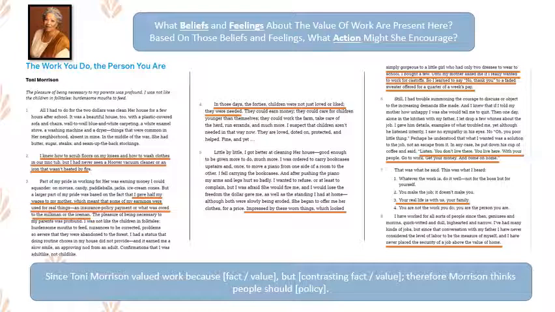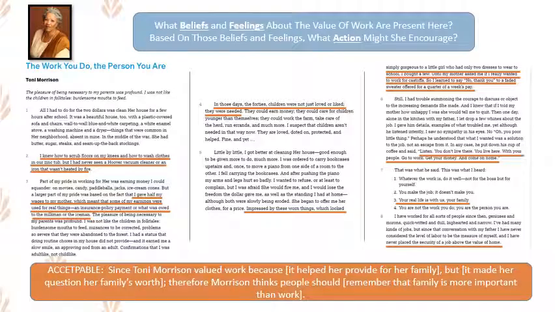So I'm going to show you 3 possible ways to phrase this argument now that we've looked at what her perspectives are. We'll start with just filling in the sentence. So filling in the sentence as best as possible, we can just look at it this way, and this is an acceptable way to do it. Since Toni Morrison valued work because it helped her provide for her family, but it made her question her family's worth, therefore Morrison thinks people should remember that family is more important than work.